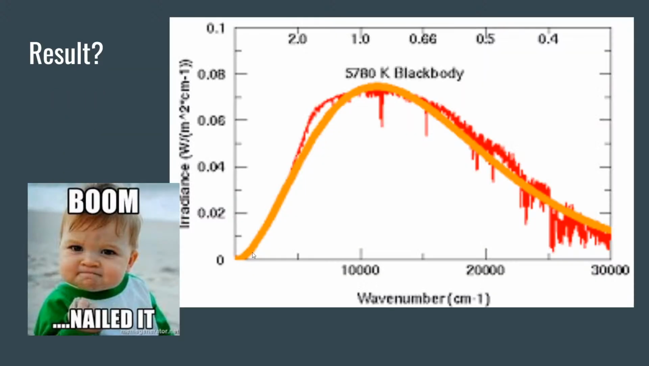And when he did that, this is the result. The squiggly looking red line here is the actual observation of a 5,780 Kelvin object. That's very hot, by the way. And then the orange smooth curve is Planck's prediction. In other words, he absolutely nailed it. He got it exactly right.